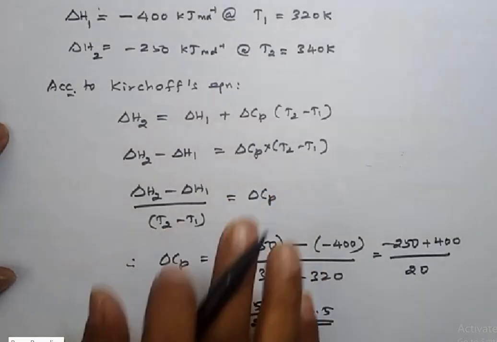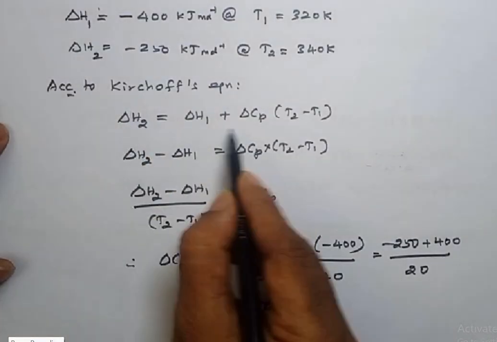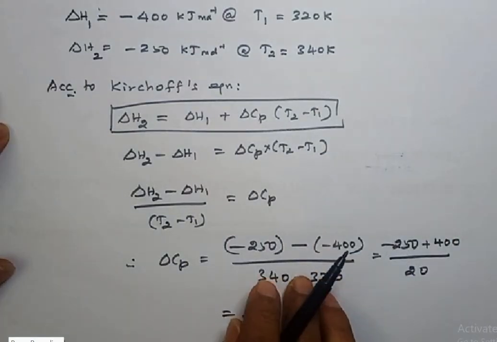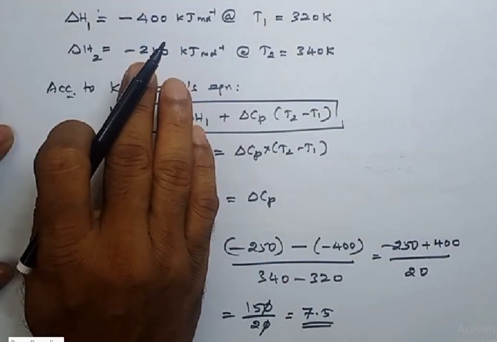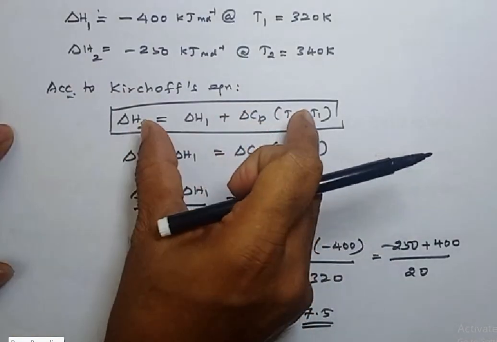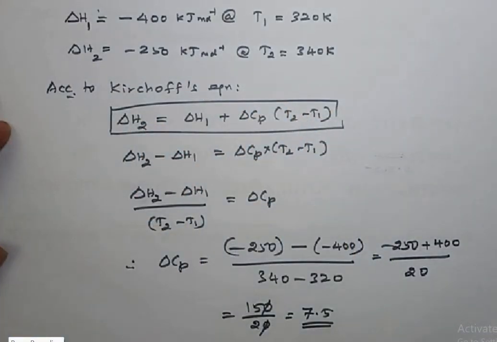It's a very simple one, but you should remember this formula. This is called Kirchhoff's equation. If enthalpy of reaction is given at two different temperatures, then immediately this formula should come to your mind.